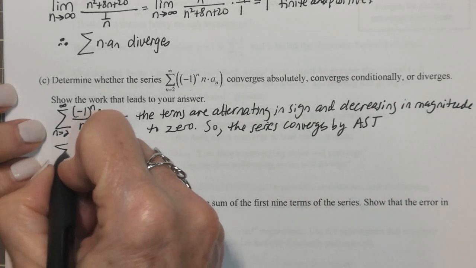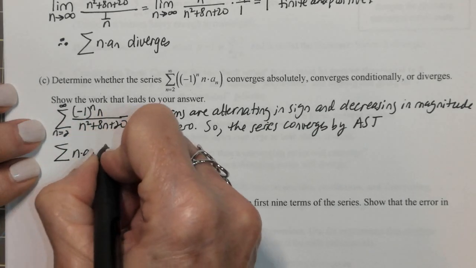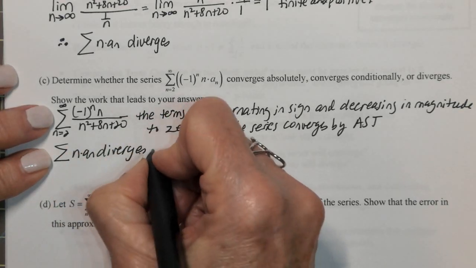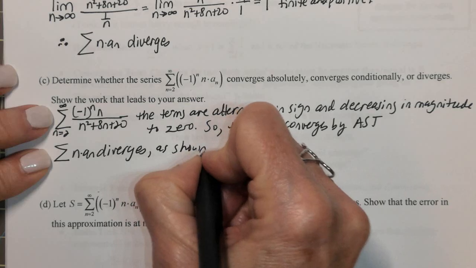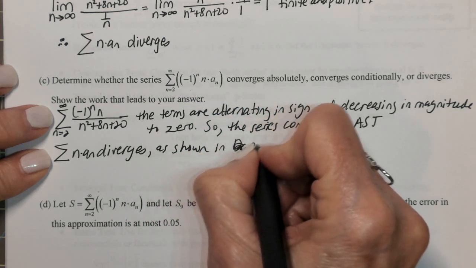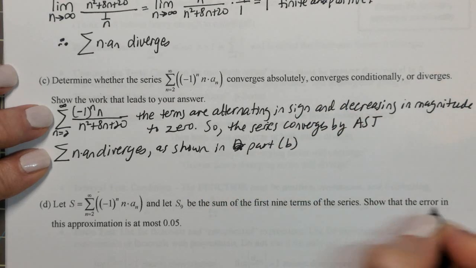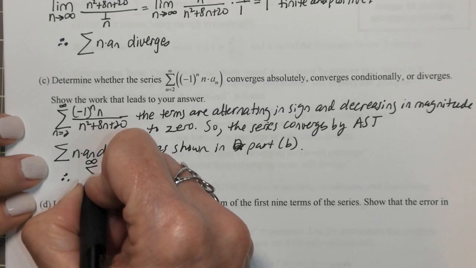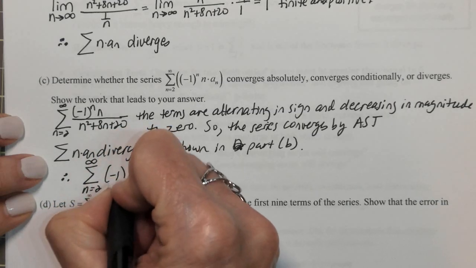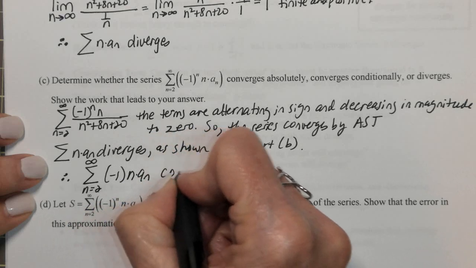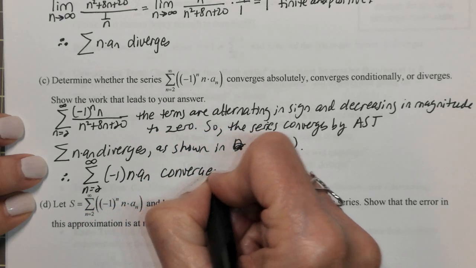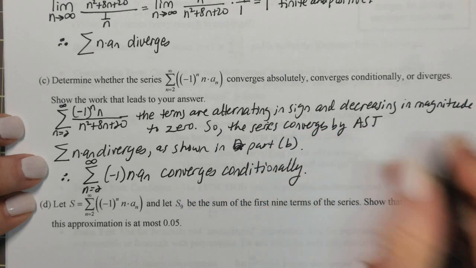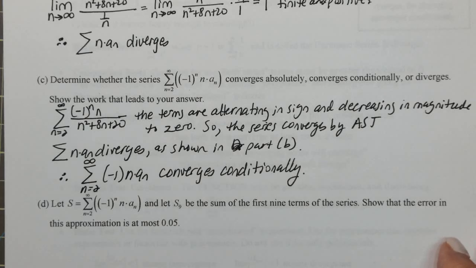Alrighty, but we already showed that the non-alternating version diverges, as shown in part B. So that series converges conditionally. Alrighty?